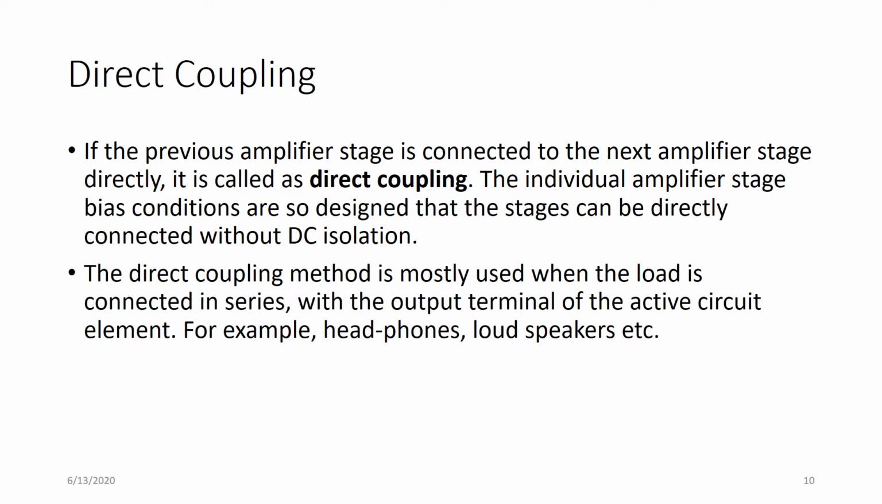Direct coupling. When the previous amplifier stage is connected to the next amplifier stage directly, it is called direct coupling. Individual amplifier stage bias conditions are so designed that the stages can be directly connected without DC isolation. The direct coupling method is mostly used when a load is connected in series with the output terminal of the active element, for example headphones, loudspeaker, etc.